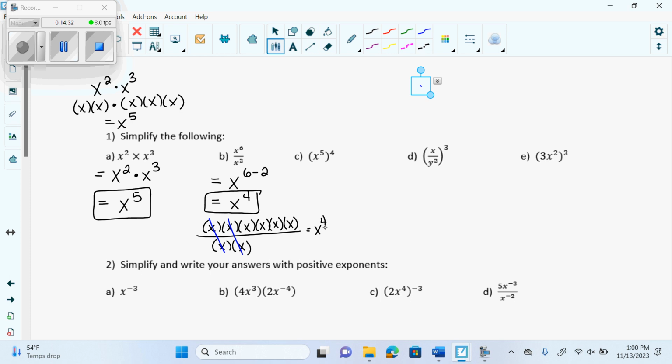C, 1 base, 2 exponents. What do I do now? Multiply. So I actually get x to the what? To the 20. 1 base, 2 exponents, I multiply. What do I do with D if it has that 3 sitting out? Does the 3 only go to the top, or does the 3 have to go to both? Both. So this is an x to the what if it doesn't have an exponent? 1. Now I have 1 base 2 exponents, right? So this has to go into here and into here. So I'm actually left with x to the 3 over y to the what? 6.